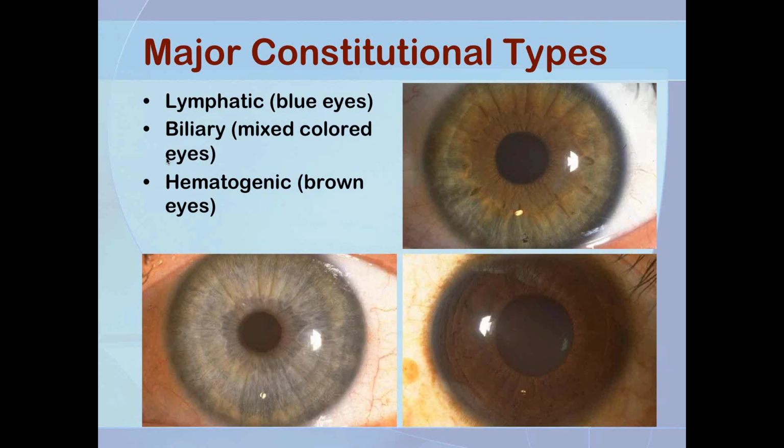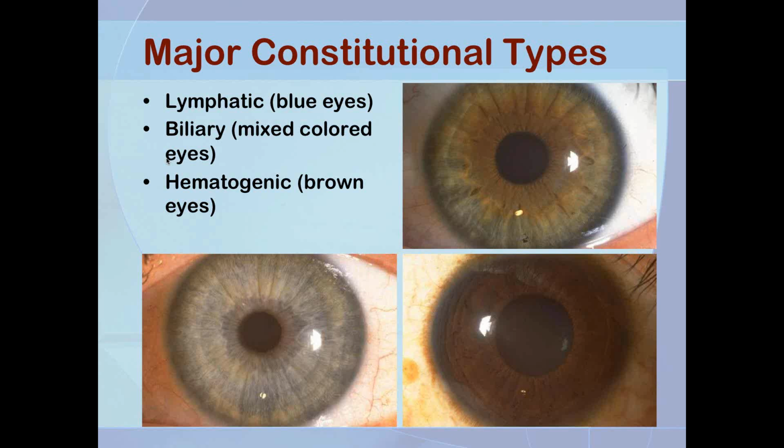So, with that basic background, we're going to talk about some of the most fundamental concepts of iridology. This is quick, easy, down and dirty stuff that's easy for anybody to see. And the first part is that there are three major constitutional types or genotypes, genetic types in the iris. And they are the blue-eyed people, the brown-eyed people, and then there is a category of what's called mixed colored eyes.